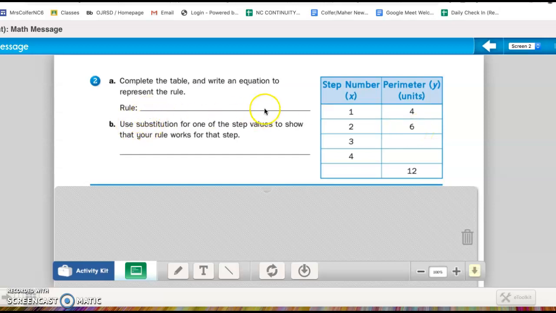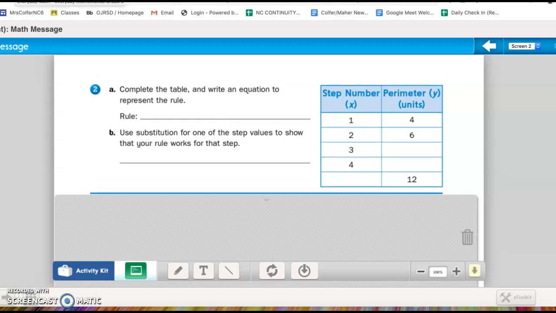So they want you to come up with a rule. And then B says use substitution for one of the step values to show that your rule works for that step. So go ahead and pause the video, come back after you have number 1 and 2 completed up to that blue line, and I'll go over the correct response with you there.